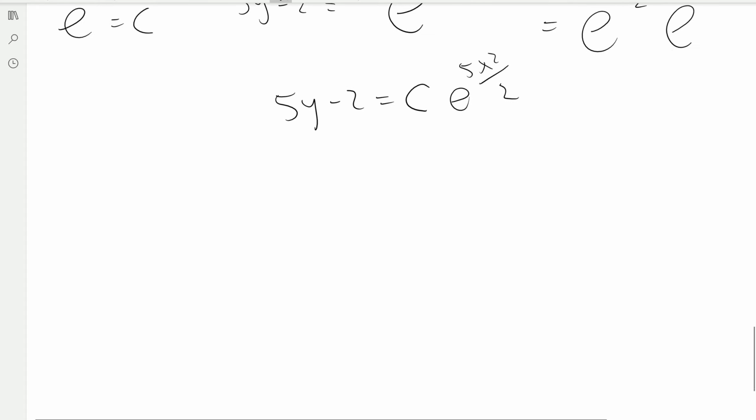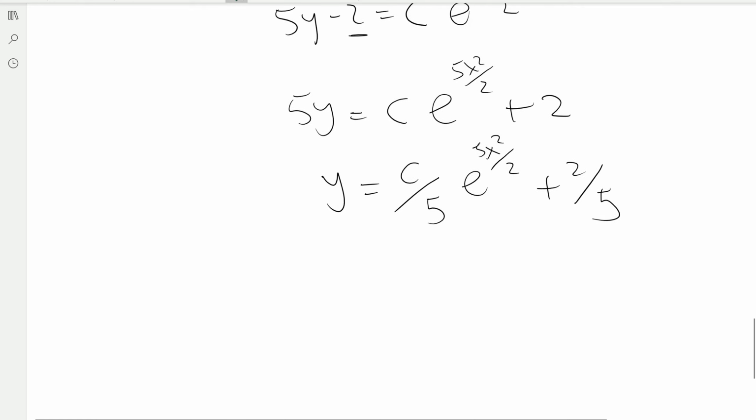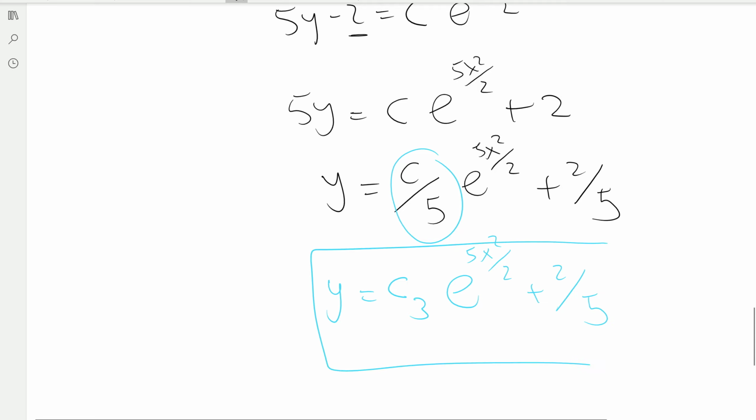So c e to the 5x squared over 2 helps us with the algebra. It's always nice to do those things. So 5y, let's take minus 2 to the right. So c e to the 5x squared over 2 plus 2, and let's divide by 5. So c over 5 e to the 5x squared over 2 plus 2 over 5. That's the solution. So here's something where you can become fancy. c over 5 is still an arbitrary constant, right? So let's write it as c3. c3 e to the 5x squared over 2 plus 2 over 5. So that's the explicit solution. Okay, so c3 is c over 5.